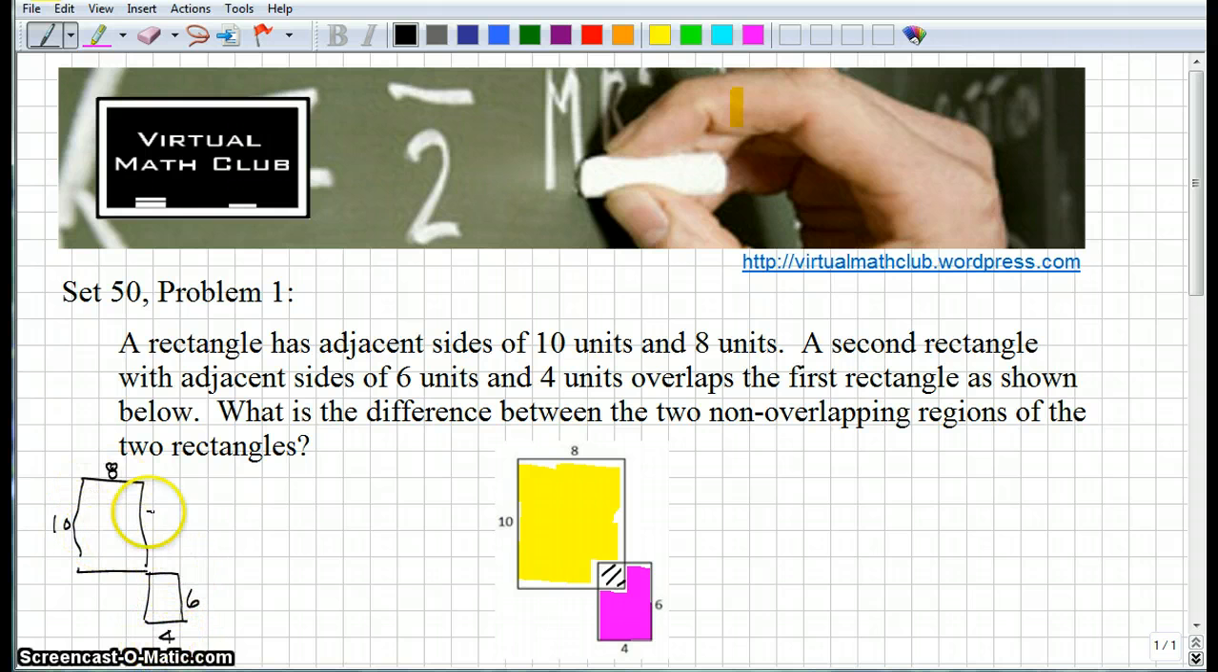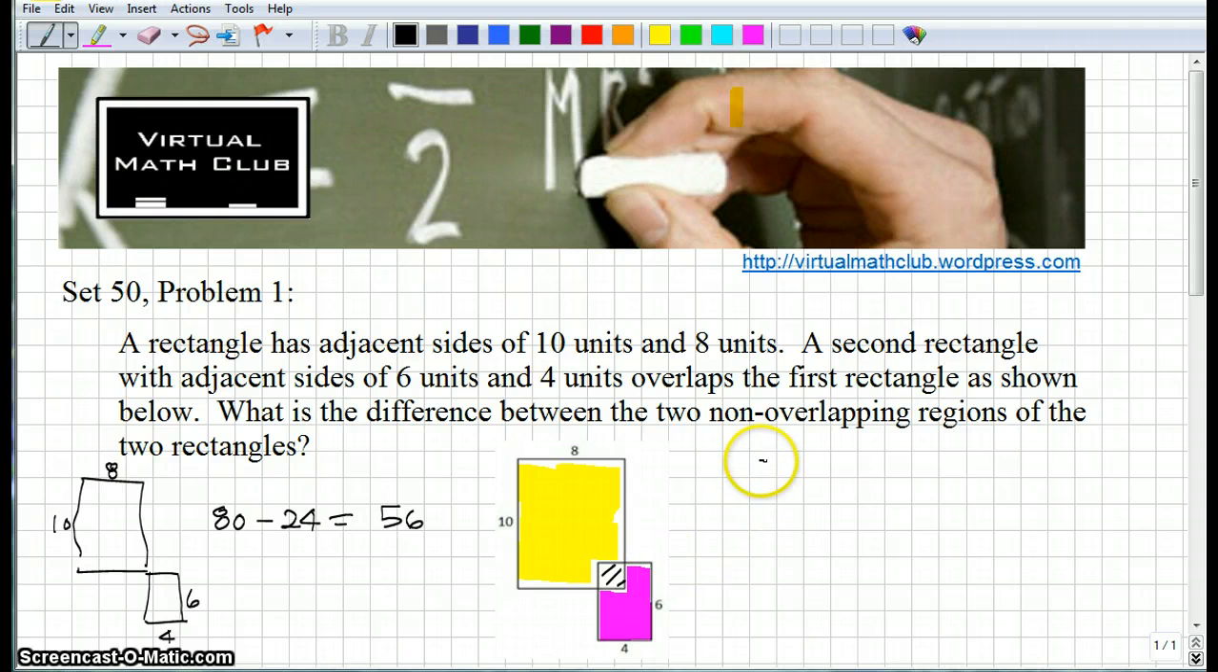And in this case, there's no overlapping region, so essentially the difference between the non-overlapping regions is just 8 times 10, which is 80. That's the area of the big rectangle. And 6 times 4, 24, that's the area of the smaller rectangle. And so the difference between the non-overlapping regions is 56. All right, so that's one extreme case where the overlap is 0.